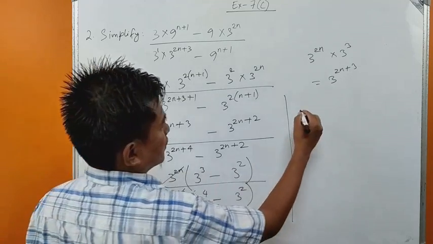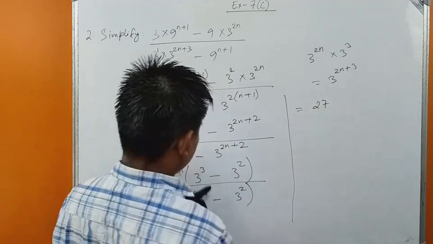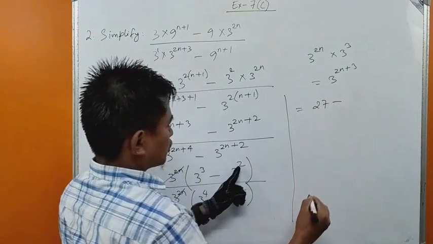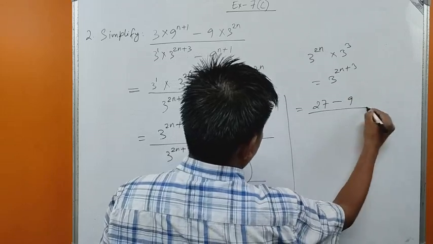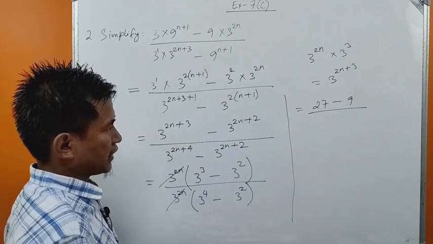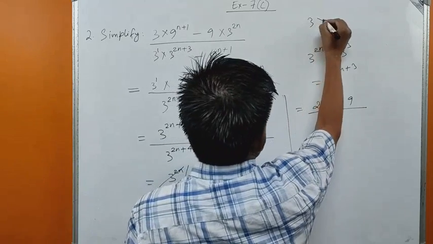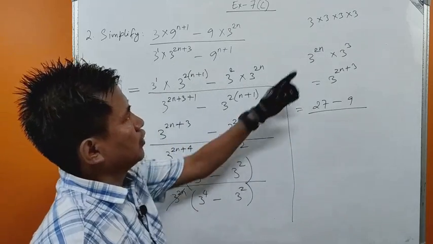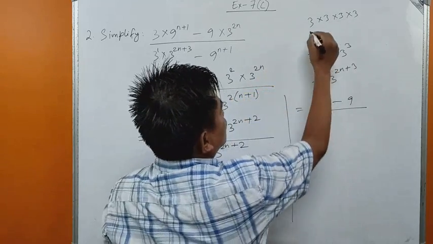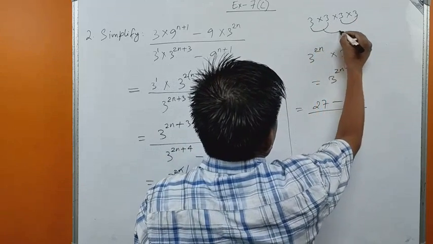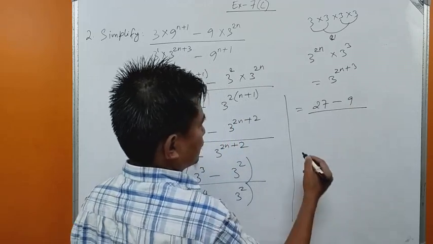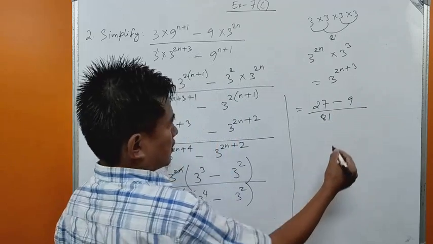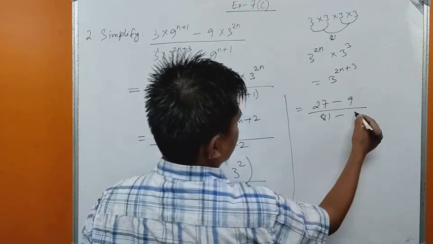3 cubed means 27, 3 into 3 into 3, 3 multiplied 3 times. Minus 3 squared means 3 threes are 9, upon 3 to the power 4 means 81, isn't it? 3 into 3 into 3 into 3, 3 multiplied 4 times. So 3 threes are 9, 3 threes are 9, 9 nines are 81. So 3 to the power 4 means 81, minus 3 squared means 9.